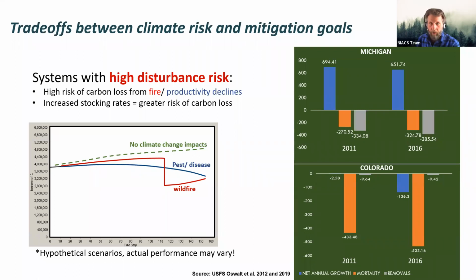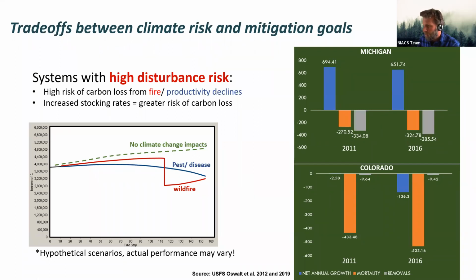But in Colorado, it's a different situation. They've been really dealing with drought, pine beetle impacts, and wildfire, and so unfortunately, the forests of Colorado have become a net carbon source, because annual growth is not outcompeting mortality and removals. And you can see it's really driven by mortality there in Colorado.